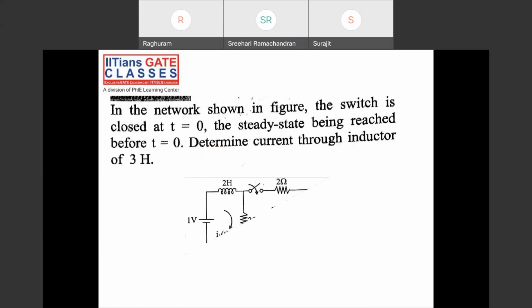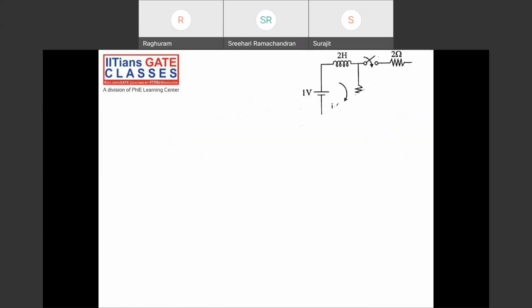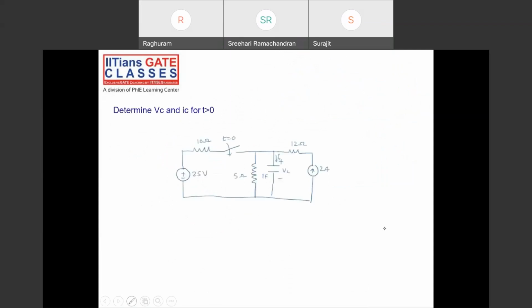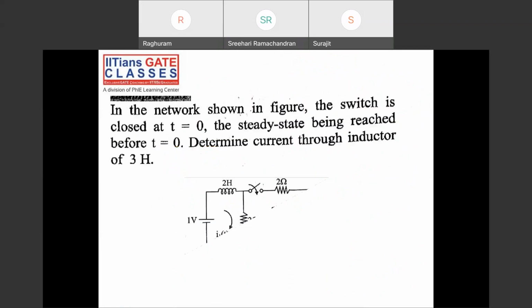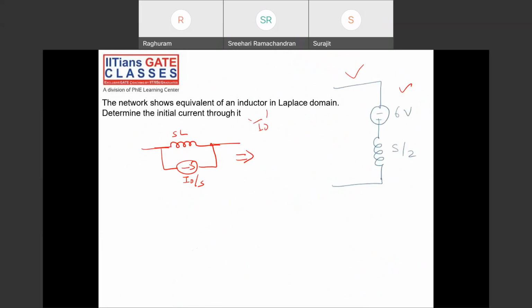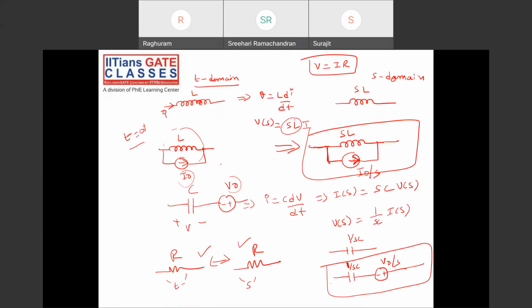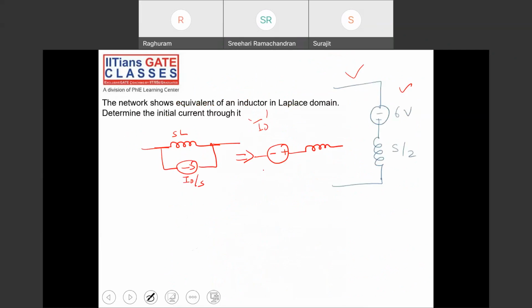So I can transform this using source transformation technique. This can be transformed to a voltage source in series with an impedance. What will be the value of this voltage source? It will be equal to I naught by S into SL. S and S gets cancelled. I naught into L. And this will be same as S into L.